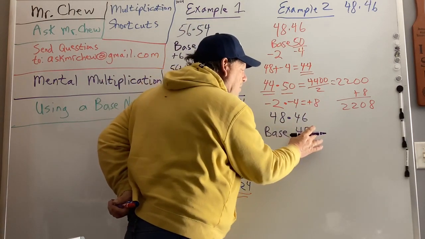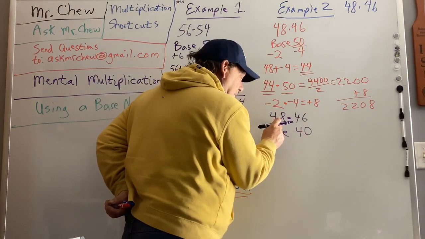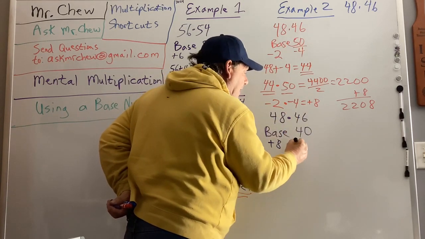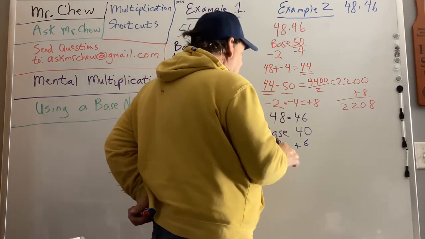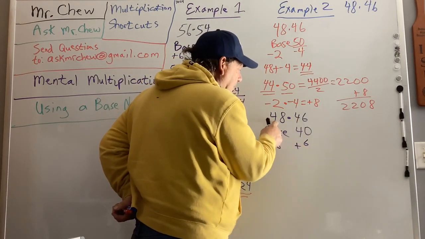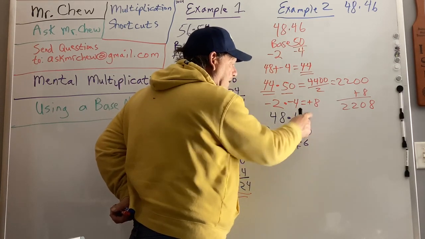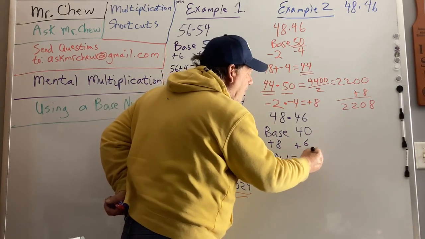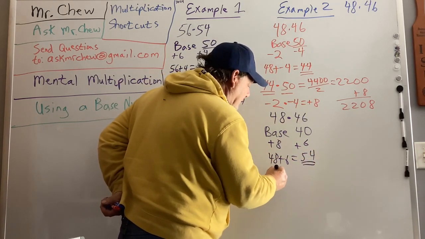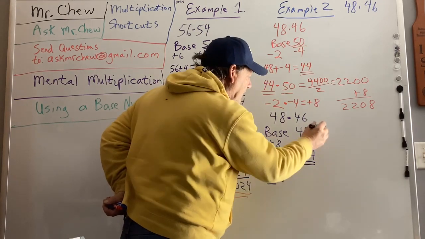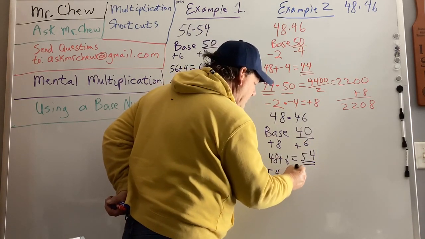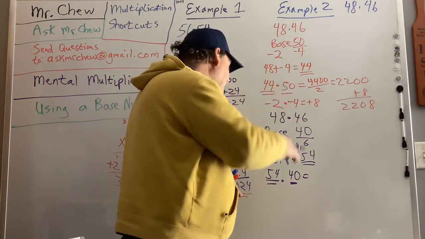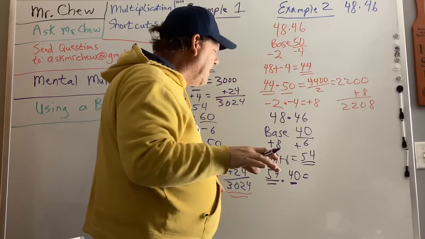So you remember what you do. Look at the base and decide, is it going up or down? It's going up by 8 to get to 48. Now it's going up by 6 to get to 46. And you remember what you do? You add them. So I get 54 here, I get 54 here. So it doesn't matter which one you write down here. That's the number I'm going to multiply by my base. And the base here is 40. That one is a little bit harder to do. So you may have to do 54 times 40, which means it wouldn't have been a really good mental choice.